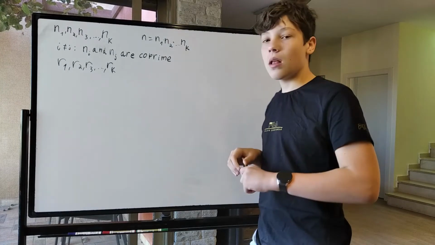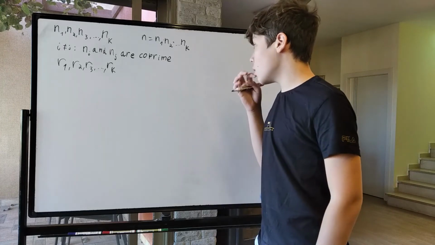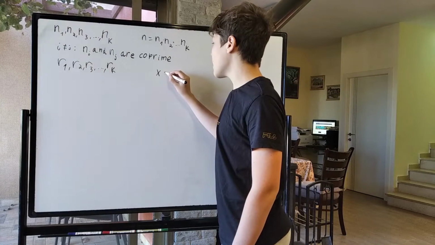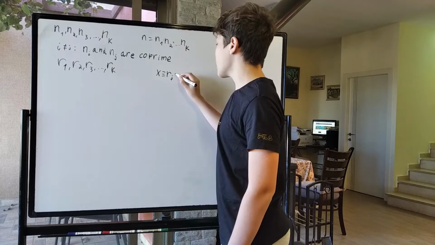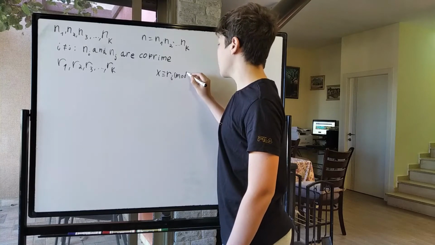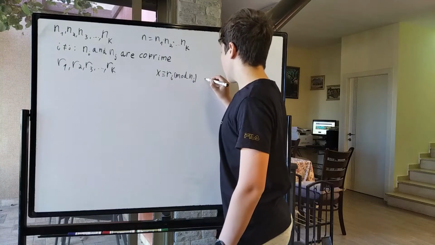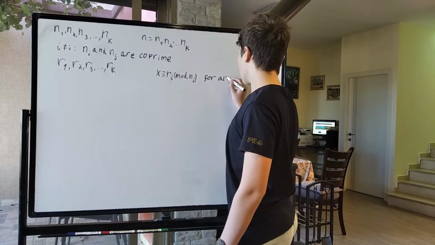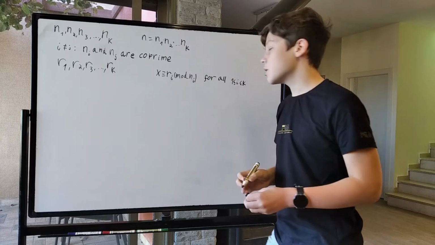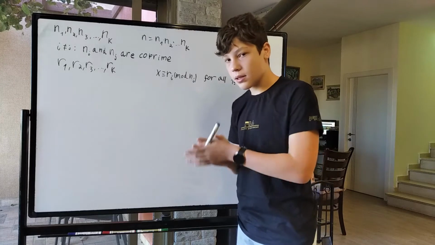So the Chinese remainder theorem says that there exists a whole number x that satisfies x is congruent to Ri mod ni for all i between 1 and k. So it's congruent to R1 mod n1, R2 mod n2, and so on until Rk mod nk.